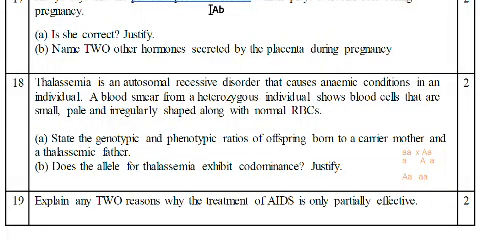Thalassemia is an autosomal recessive disorder that causes anemic conditions in an individual. A blood smear from a heterozygous individual shows blood cells that are small, pale, and irregularly shaped along with the normal RBC.